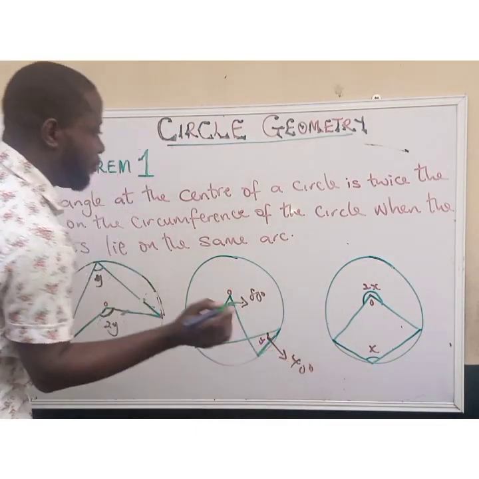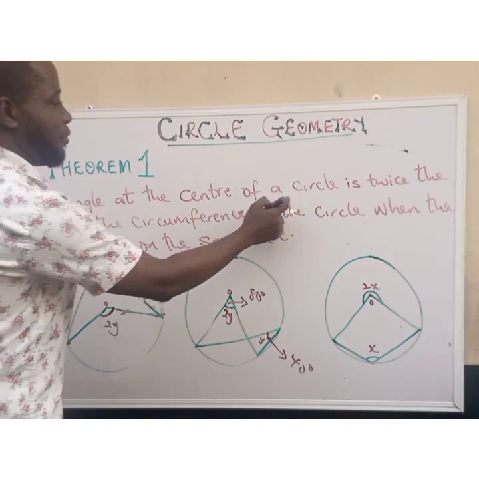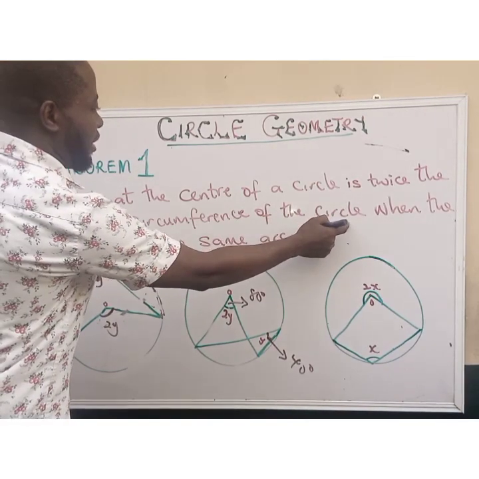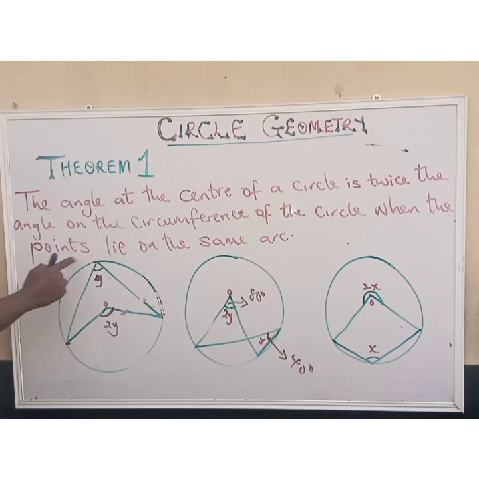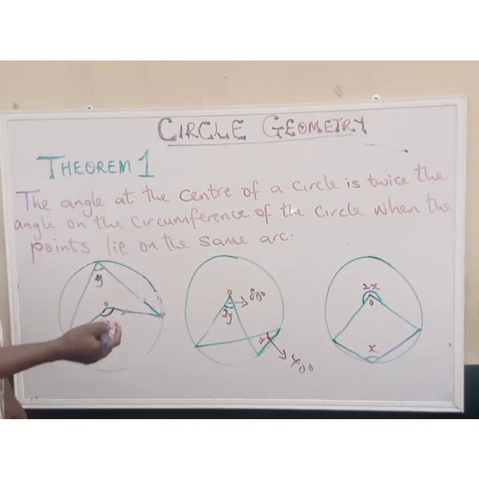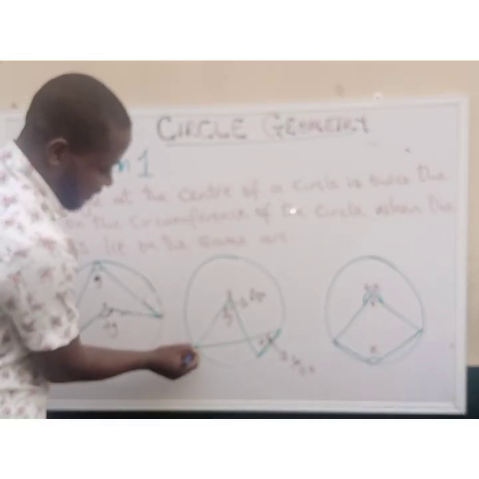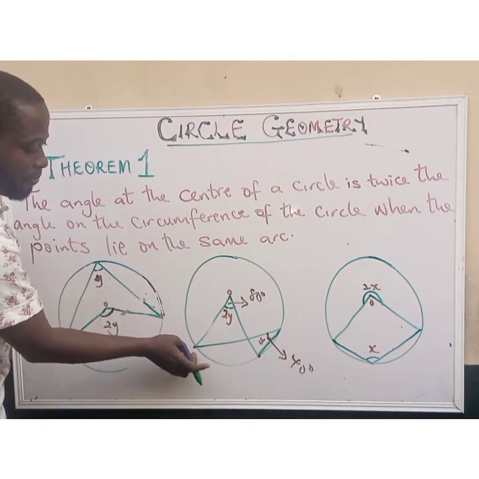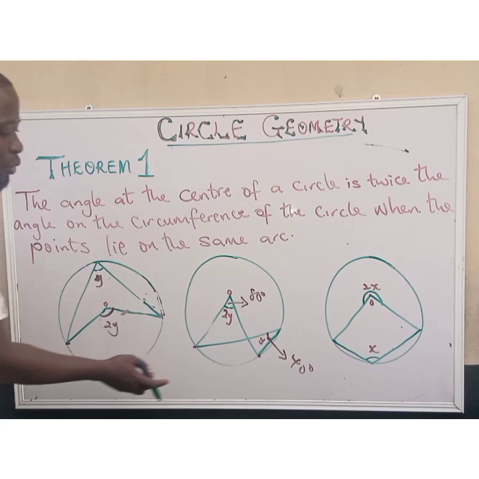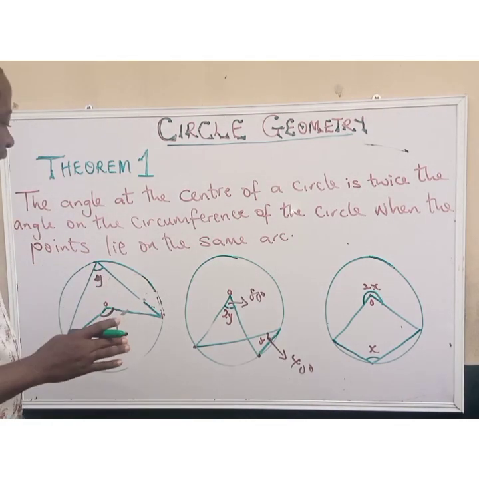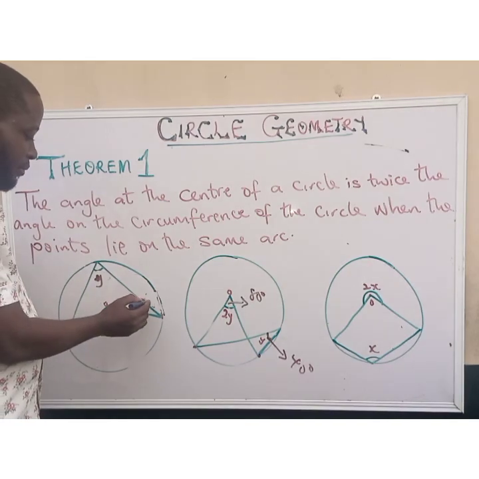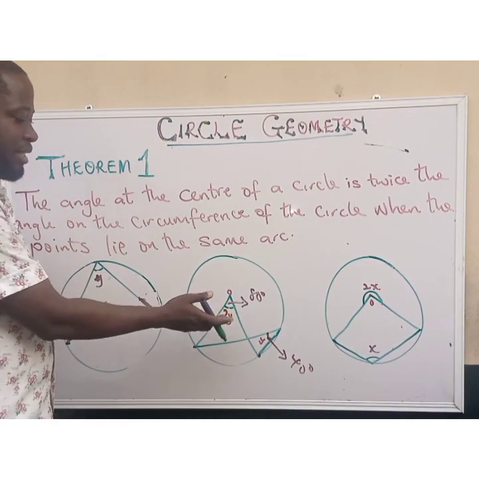40 degrees. Don't forget, the angle at the center of a circle is twice the angle on the circumference of the circle when the points lie on the same arc. The points here, these are the points. You can see they lie on the same arc. So the question can come in any form. It can come in this form. It can come in this form.